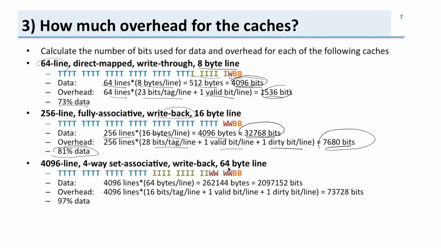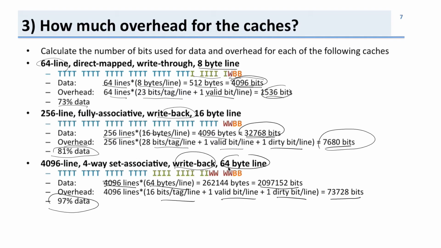For 4096 four-way set associative write back, so 4096, even if it's four-way, it has 1024 sets, but since it's four-way, it falls to 4096 lines again. And it's a 64-byte line, so it's times 64. So all in all, the data allocation is 2097152 bits. For the overhead, you just need the tag, the valid bit, and of course the dirty bit since it's write back. So that's a total of 73728 bits for the overhead. So if you total it and get the data only, you see that the allocated data for that cache is actually 97%.